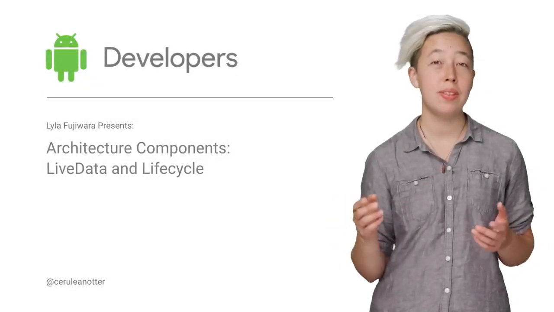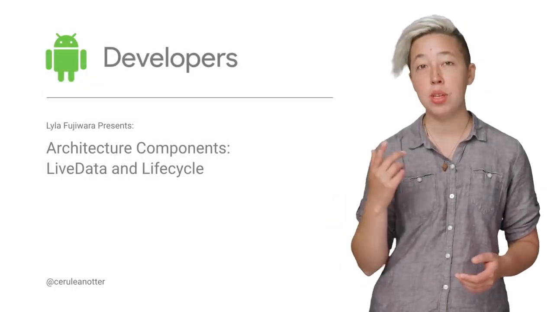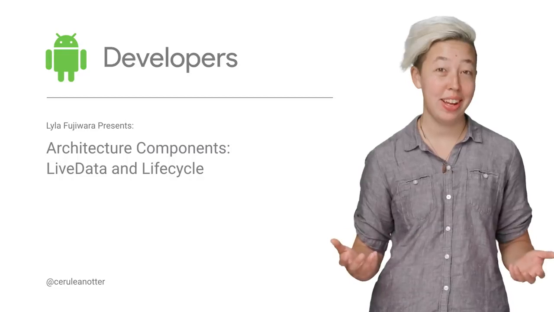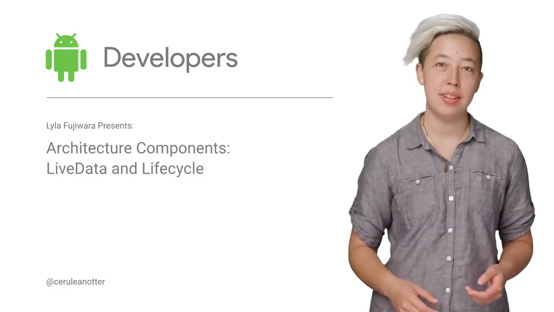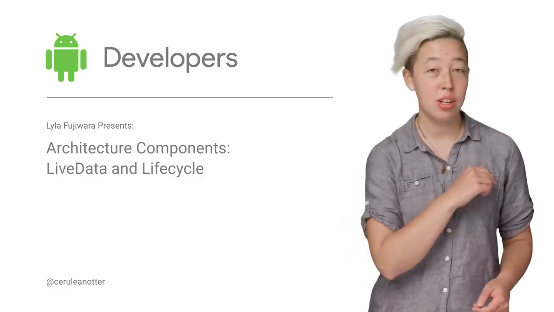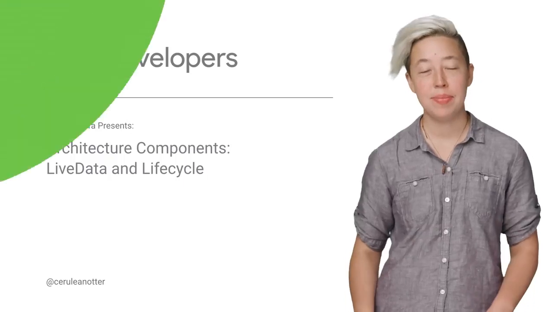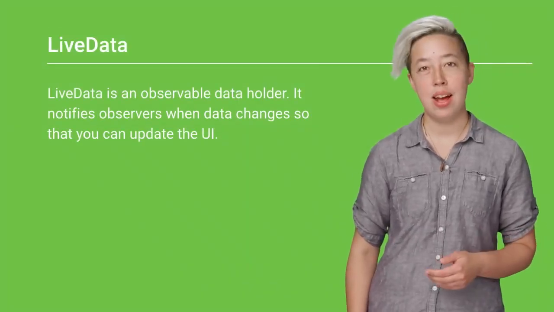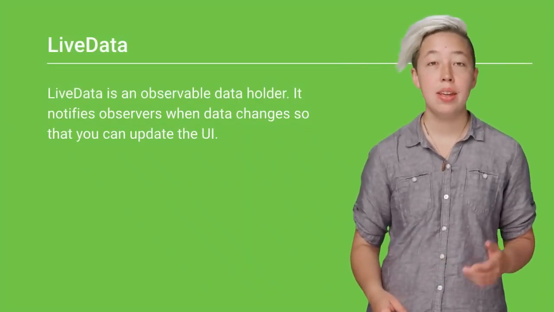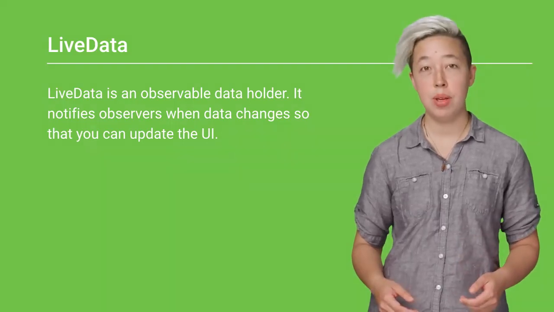The architecture components lifecycle library is designed to help you solve common Android lifecycle headaches and to make your apps more maintainable and testable. This here is an introduction to the LiveData and Lifecycle classes. LiveData is a data holder class that is also lifecycle aware. It keeps a value and allows that value to be observed.